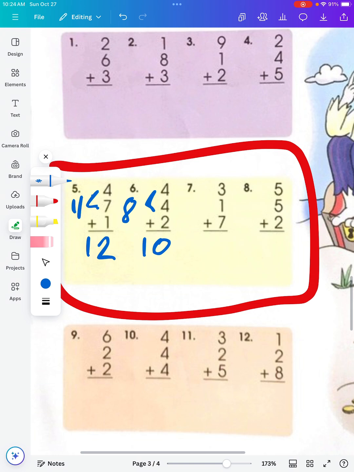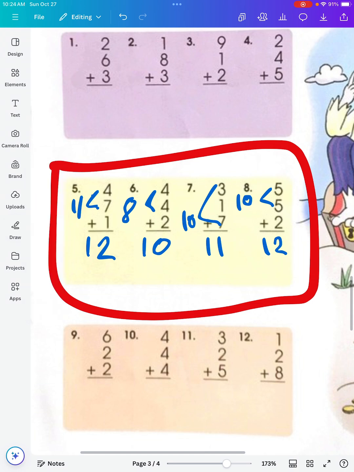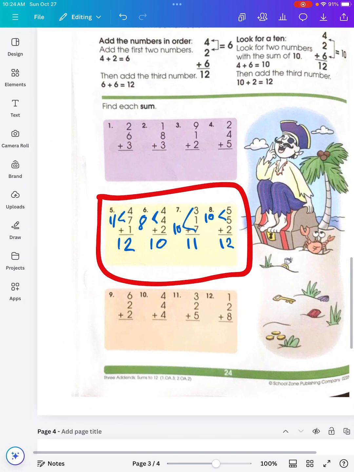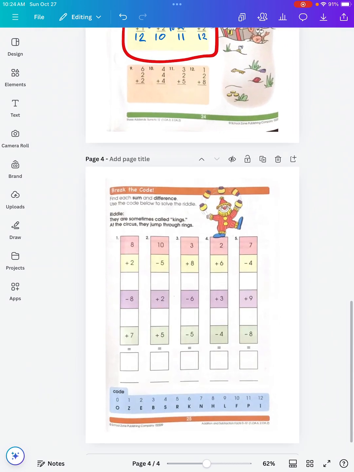Okay, question 7. So it looks like 3 and 7 add up to 10. So now we just need to do 10 plus 1, which equals 11. Question 8. 5 plus 5 equals 10, and 10 plus 2 equals 12. Okay, and questions 1 through 4 and 9 through 12 are all the same.